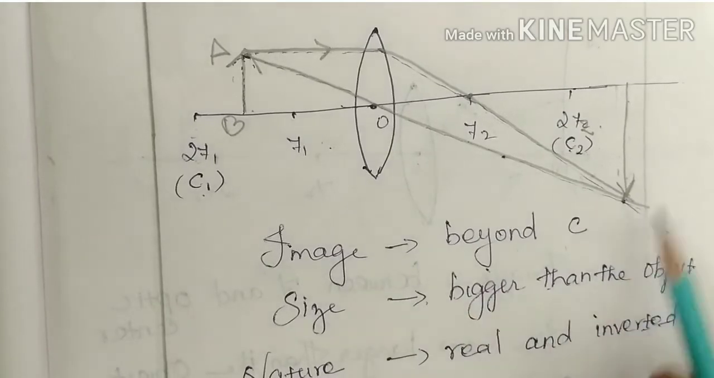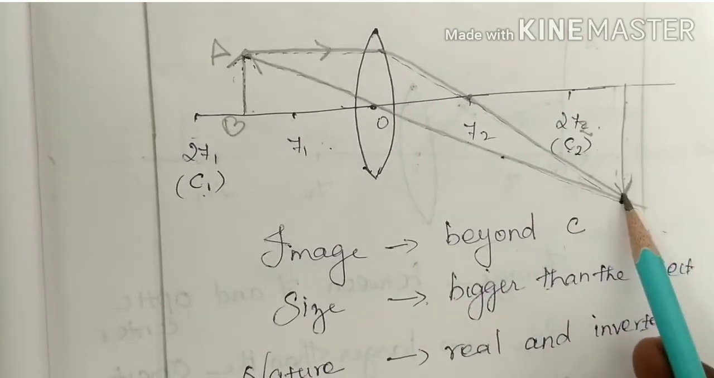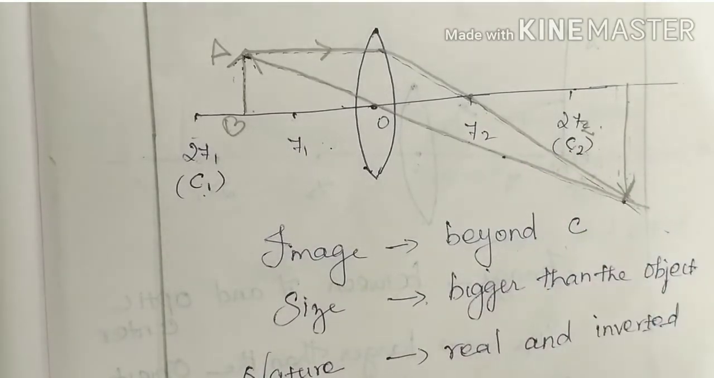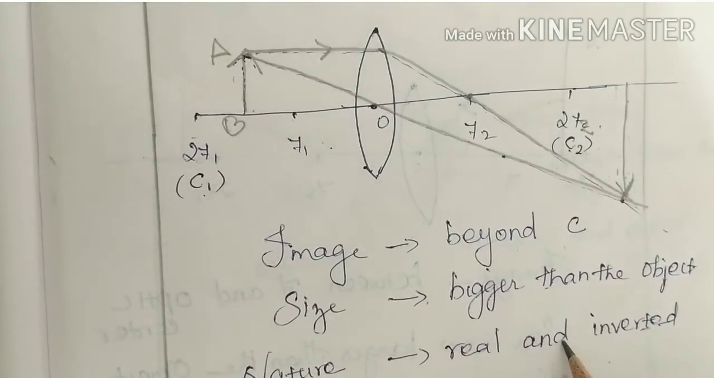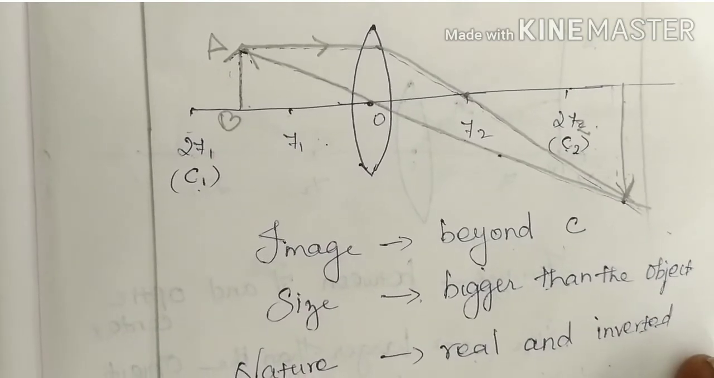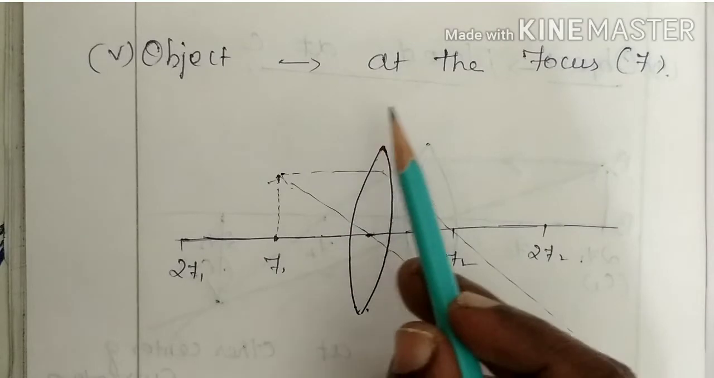Size of the image, just look at this picture. It is bigger than the object. Bigger than the object. And nature is real and inverted. Almost for all convex lenses we will get a real and inverted image only. Next, the object position is at the focus.